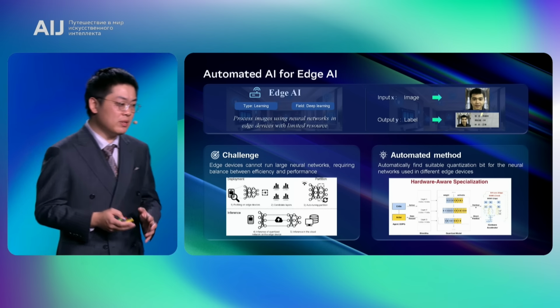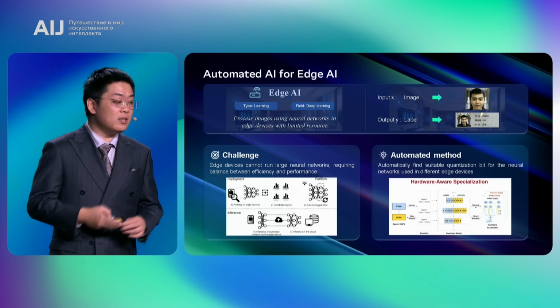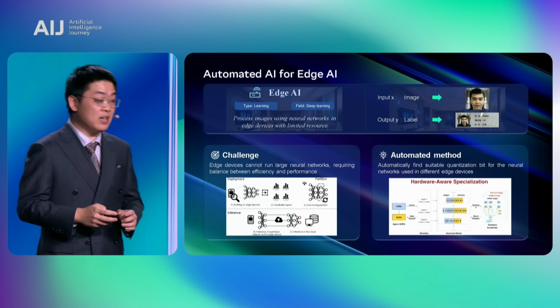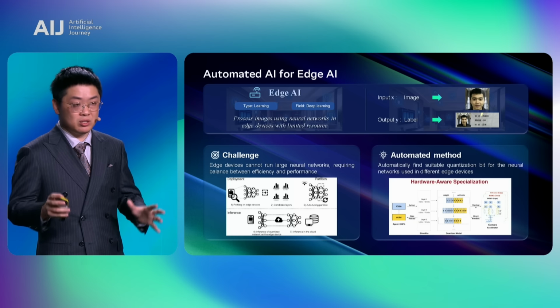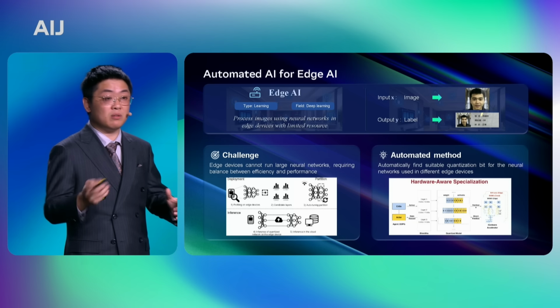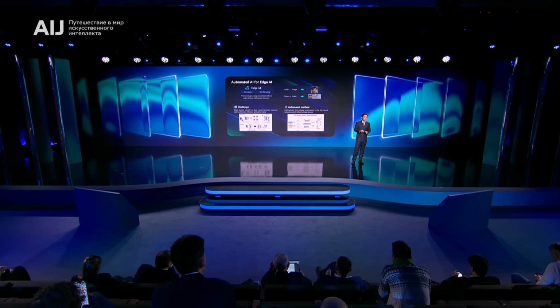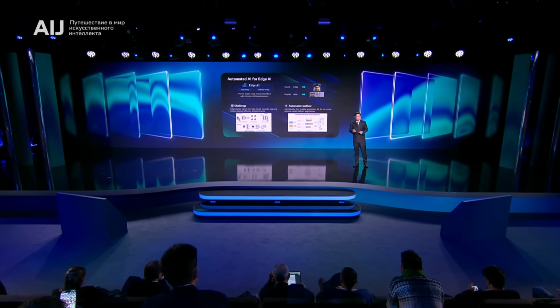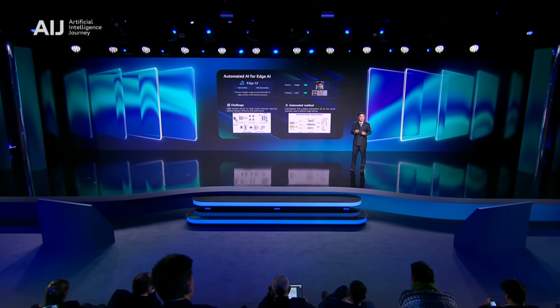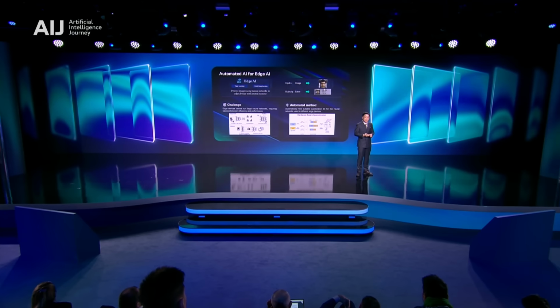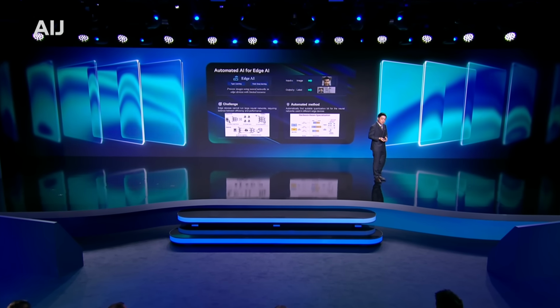The second problem is edge AI. It aims to process images using neural networks in edge devices with limited computational resources, not the large computers. It's a typical learning problem in the field of deep learning, where the input can be images of users and the output can be the labels of the user.